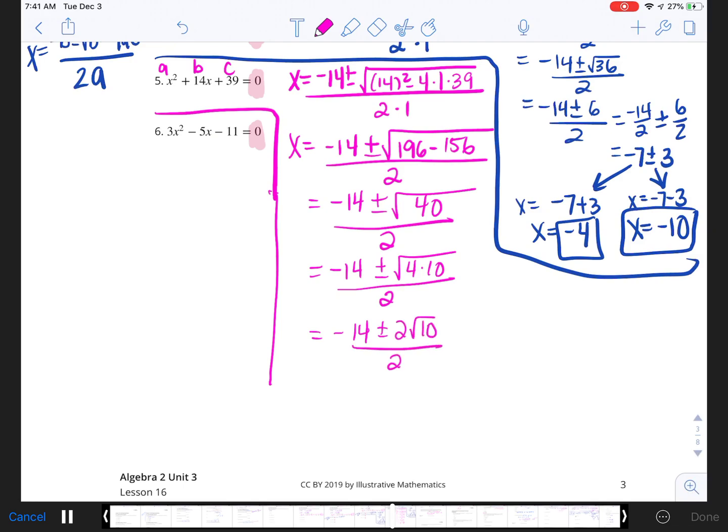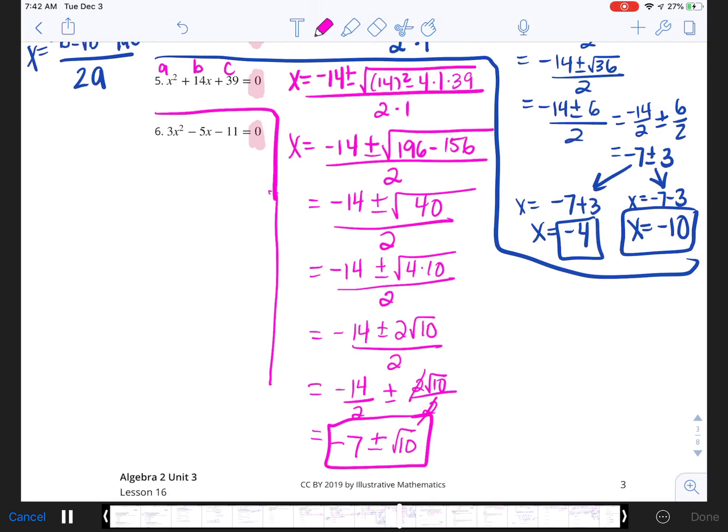So now I can break apart this fraction into two fractions. Negative 14 divided by 2 plus or minus 2 root 2 divided by 2. And I get negative 7 plus or minus the square root of 10. And that one you would leave your answer like that. I can't simplify it any further.